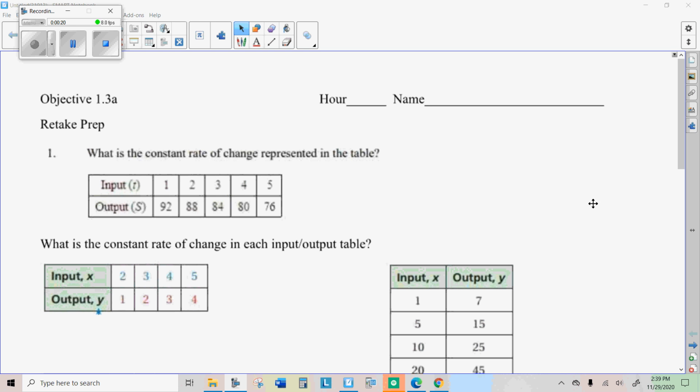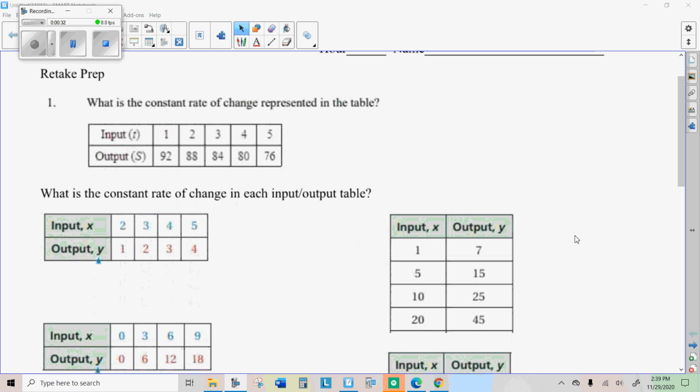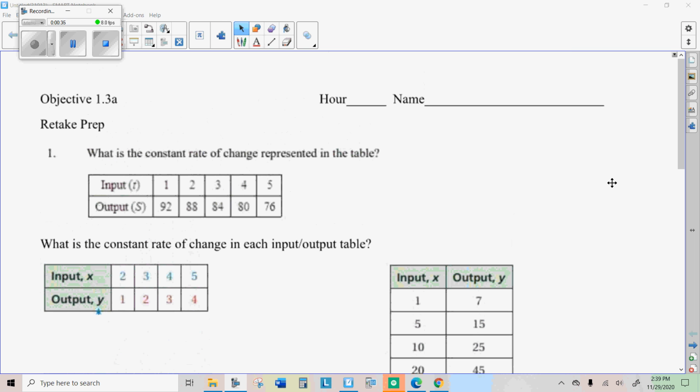Okay, so this objective is basically trying to tell if there's a linear relationship in a table by using the constant rate of change, or the constant differences in the numbers. So if it's a linear situation, then you want to see that you're going up or down by the same amount in both variables, or that the ratio of the difference in the output over the difference in the input is the same. In other words, has the same slope.